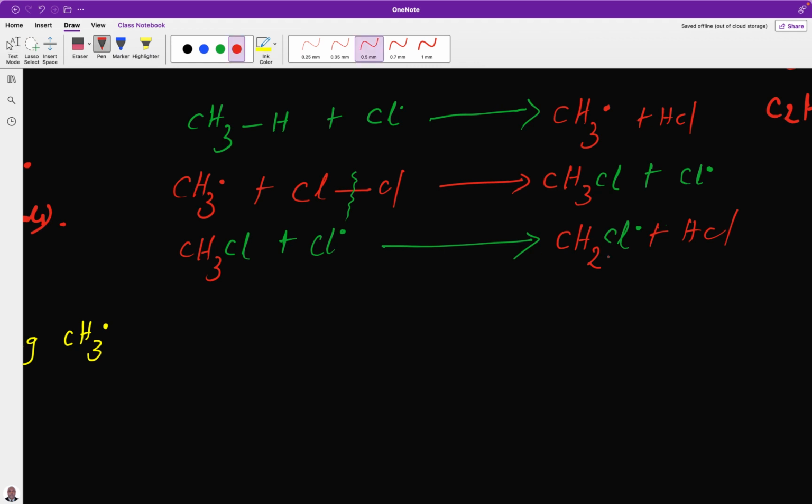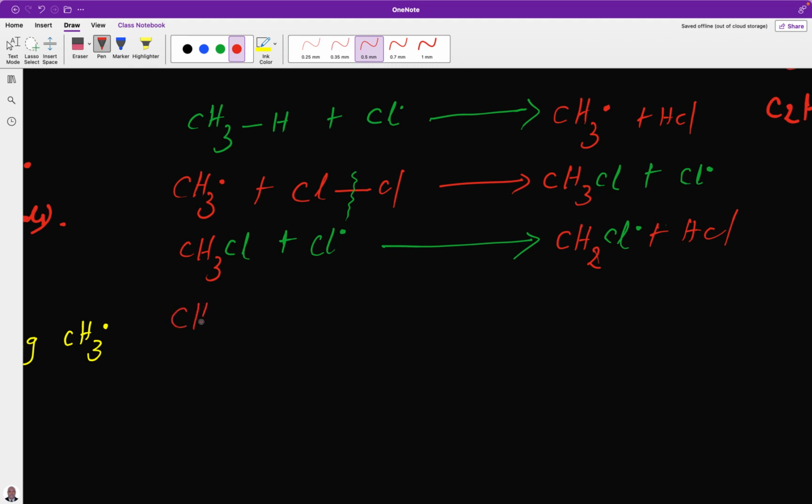Okay, now we have got this. The next thing now is, what are we going to do? This is a free radical. It is very reactive. This is a free radical. It is very, very reactive. So this free radical will need what? For it to react very well, it will need a chlorine molecule. So now this free radical comes down here.